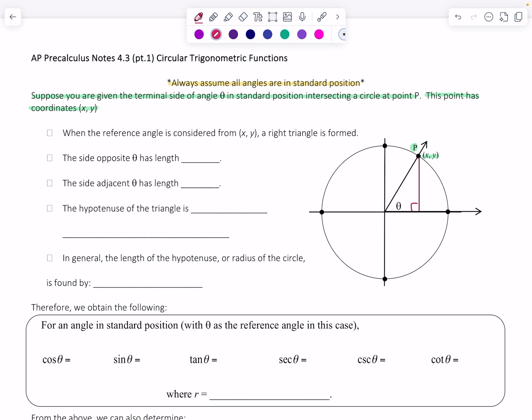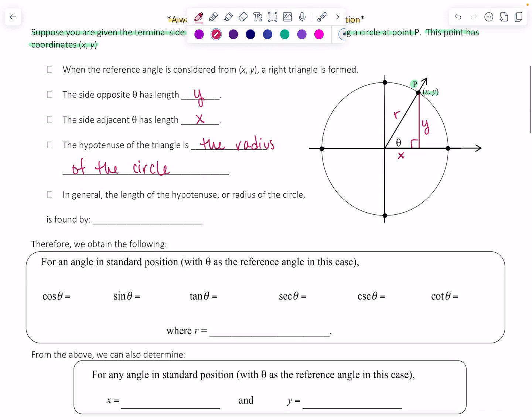So this is going to form a right angle, therefore a right triangle. And the opposite side of theta, or the opposite side of this triangle, has the length of y, because you'd be going up y amount. And the adjacent side has the length of x, because you're going over x amount. And then, of course, you have the hypotenuse of the triangle, and that happens to be the radius of the circle. So all of these are the parts of our triangle.